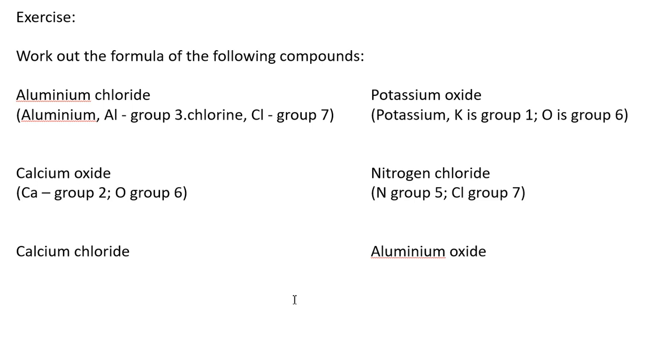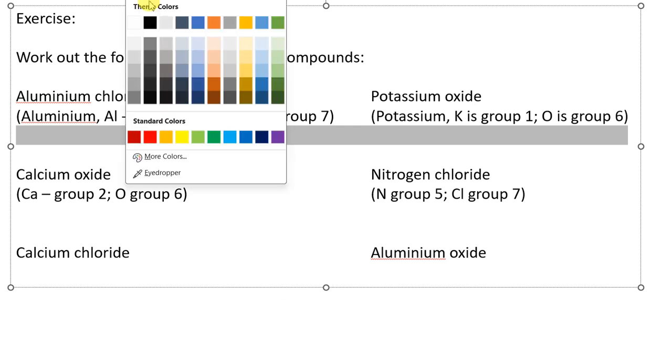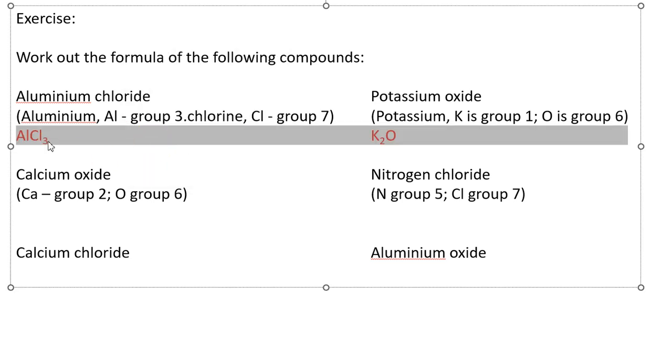Now I've got a number here to try. Aluminium chloride, and the group numbers are given below. I haven't given the group numbers for the lower line, calcium chloride, because that's using elements that are already indicated in the examples above. If I look at aluminium chloride, aluminium is in group 3, chlorine in group 7. Aluminium atoms will lose 3 electrons, chlorine will gain 1. I need 3 of the chlorines. And if I put that here, AlCl3.